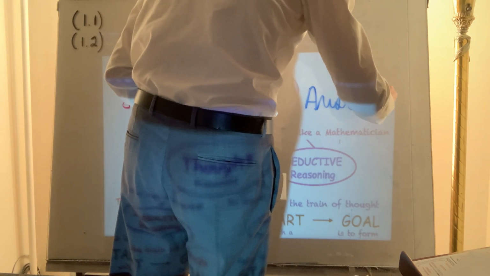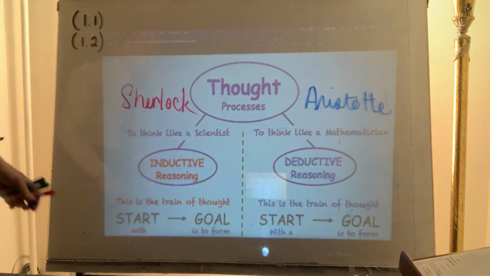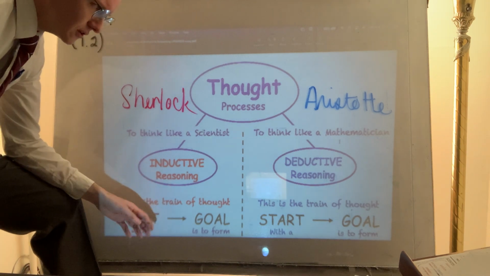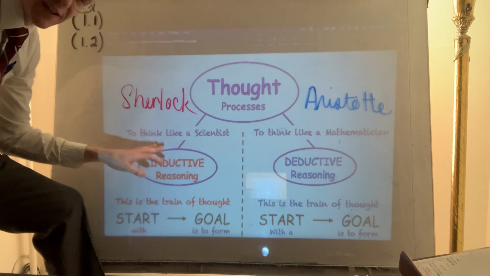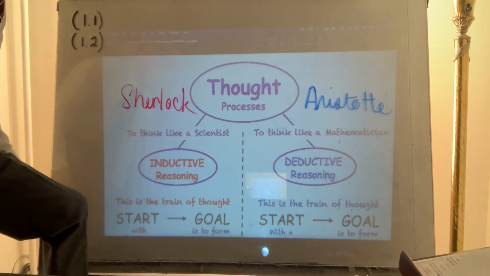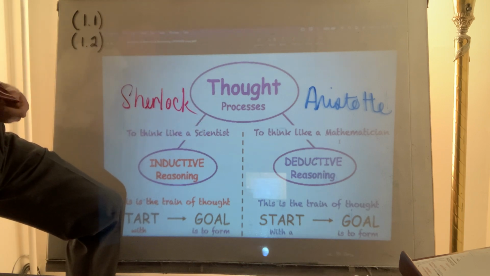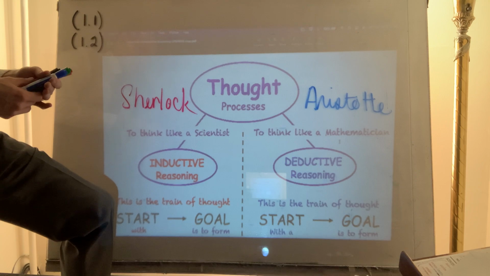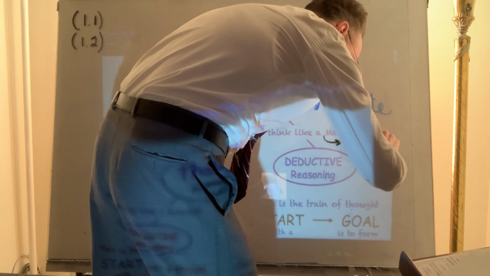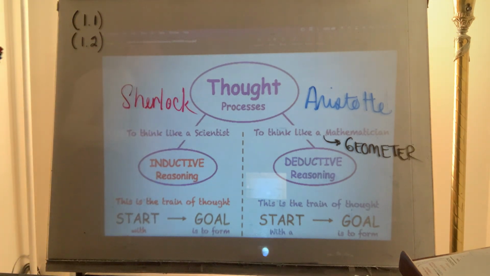Aristotle, the Greek philosopher from, don't quote me on this, about 300 BC, something like that. And Sherlock, the 19th century detective. More or less, inductive reasoning is something you could say is thinking like a scientist. It's a specific thought process, a direction, if you will. Deductive reasoning is more or less thinking like a mathematician, and I would add one other thing too. A specific type of mathematician, someone known as a geometer, a Greek mathematician from the old days.